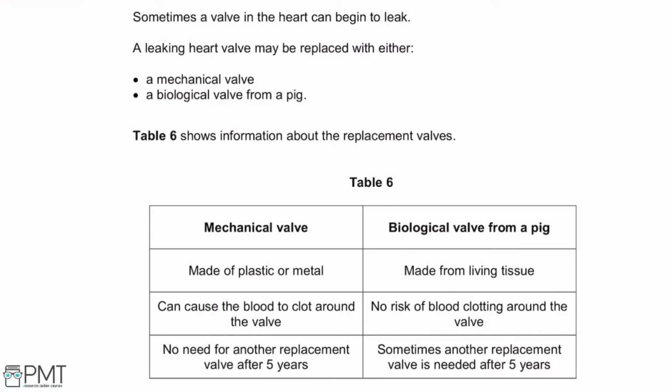Sometimes a valve in the heart can begin to leak. A leaking heart valve may be replaced with either a mechanical valve or a biological valve from a pig. Table 6 shows information about the replacement valves. So here's table 6. On the left is the properties of the mechanical valve. So it's made of plastic or metal. It can cause the blood to clot around the valve, but there's no need for a replacement valve within 5 years. On the biological side, on the right, it's made from living tissue. There's no risk of blood clotting around a valve, but sometimes another replacement valve is needed after 5 years.